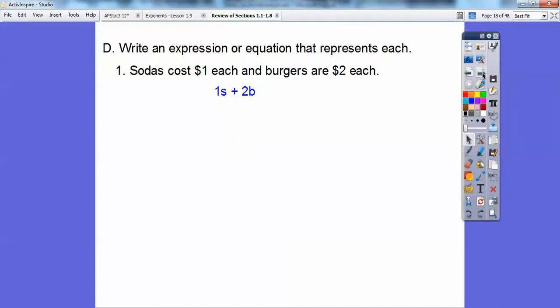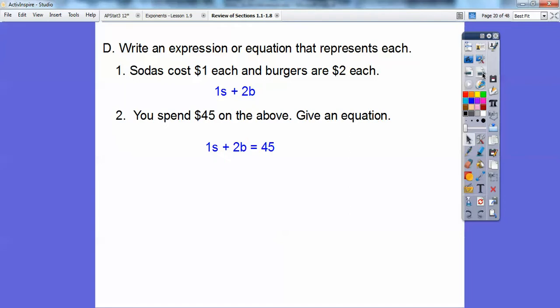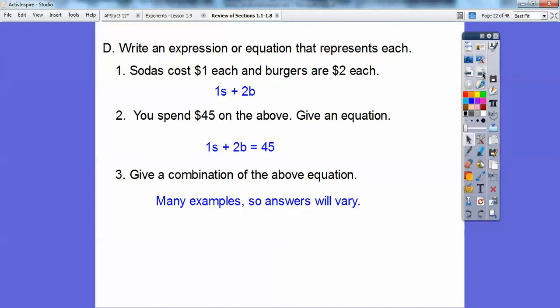And then this part says you spend $45 on the above, okay? So you in a group spend $45, not just you, because that'd be a lot for one person. So you and some friends spend 45 bucks. So give an equation, okay? You just set that top equation equal to 45. Now give a combination of the above equation. Well, there's all kinds of combinations, so I'm going to let that be up to you.